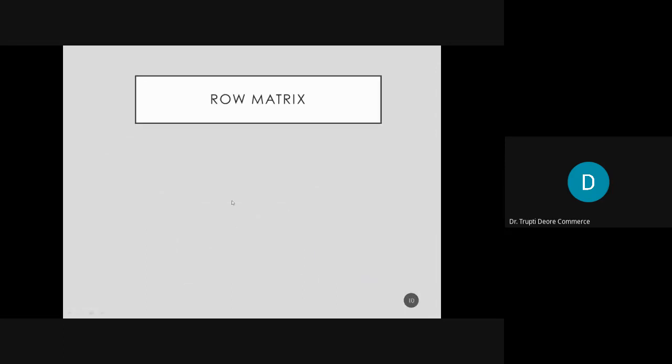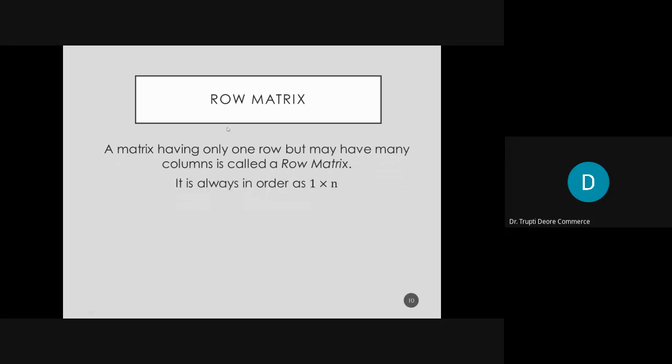Now next is the row matrix. A row matrix is a matrix having only one row but may have many columns. Only a single row is there, but the columns may be more than one, and it is always of order 1 by n. Why 1 by n? The first is your row, and the order is written as row by column. So in a row matrix the row count is always 1, since only a single row is there, and you have to define the number of columns.